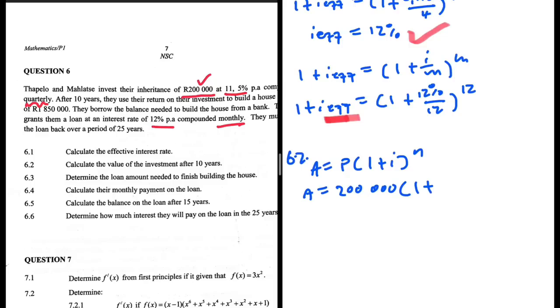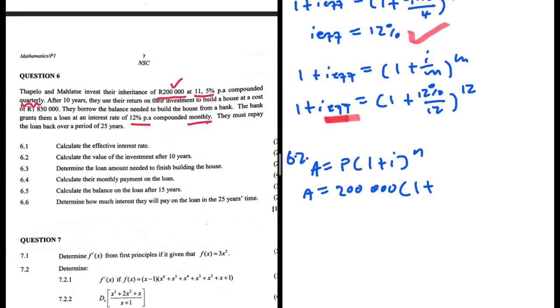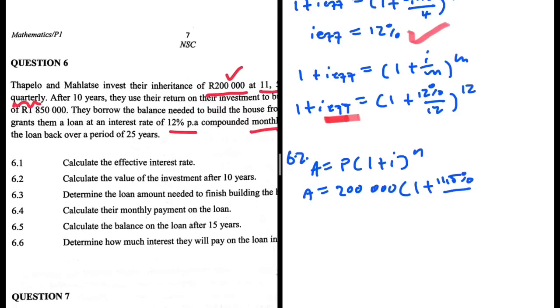The interest is 11.5% compounded quarterly. So we can write these as 11.5%. When you're substituting in your calculator, you can actually put the percent sign there. It is there, so there's no issue in doing that. 11.5% divided by how often is it compounded? It's compounded quarterly, so we are going to divide that by 4.